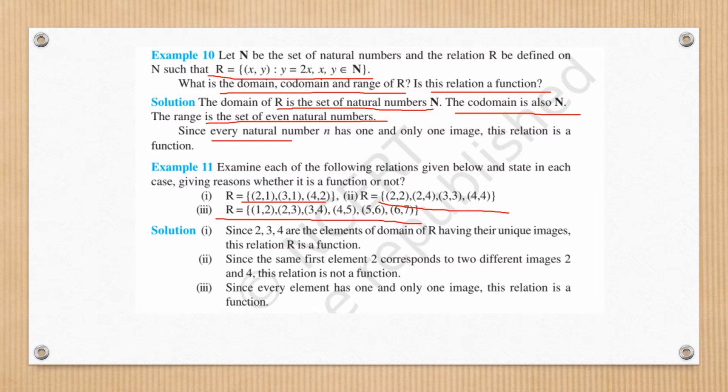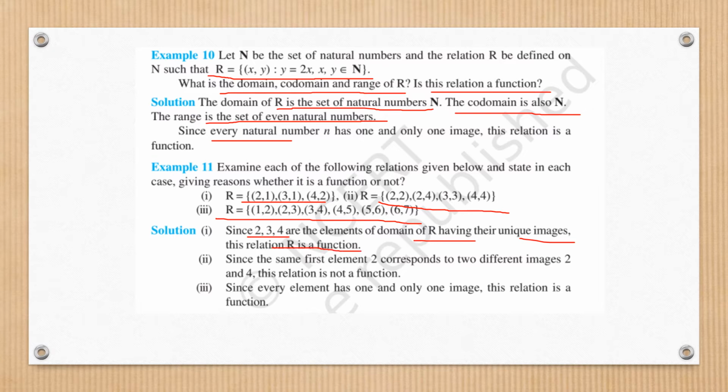Okay, now since you can see (2, 1), (3, 1), (4, 2), right? What you need to say is that no two ordered pairs should have the same first elements. Second elements can be the same, okay? It can be a many-one function instead of a one-one function, that we will study later in our higher class, right? But the basic thing you need to say is that no two different ordered pairs have the same first element, okay? So since 2, 3, 4 are the elements of the domain of R having their unique images. Image is unique. For 2 you are getting 1, for 3 you are getting 1, and for 4 you are getting 2. So this relation is a function.